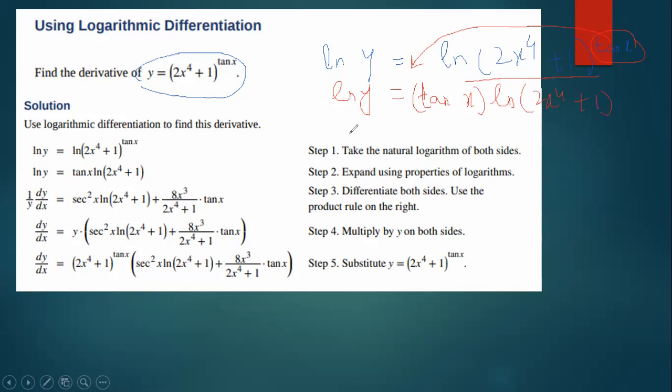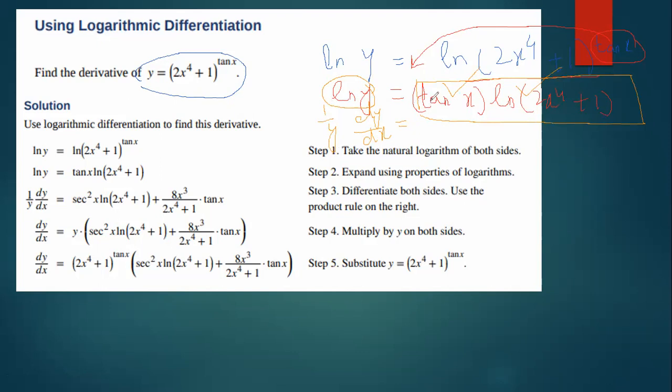इसके बाद हमने log of ln y को डिफरेंशिएट करना है. So this will be 1 upon y dy upon dx, and then I have to apply product rule here. So because this is the first variable and this is the second variable, so how to apply?